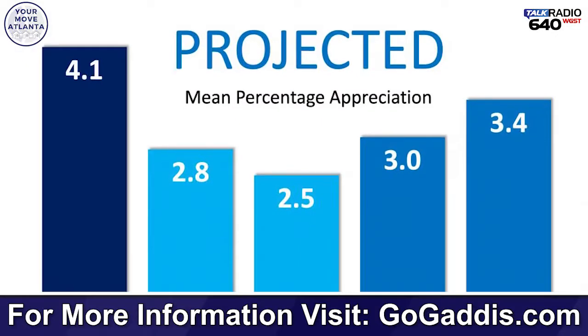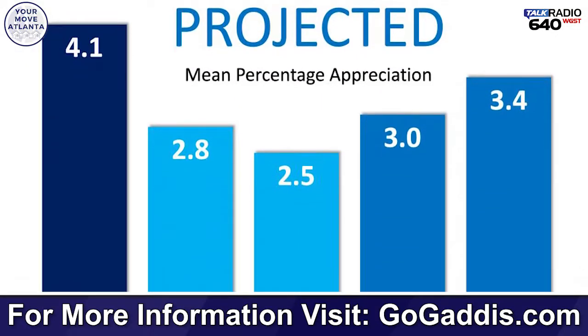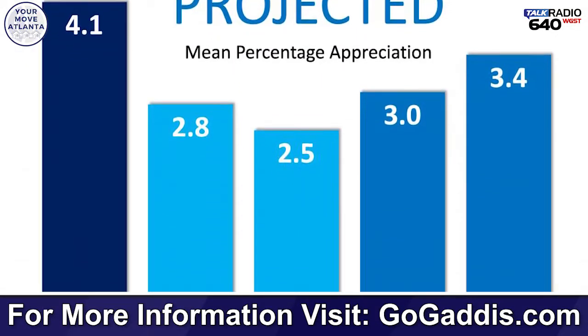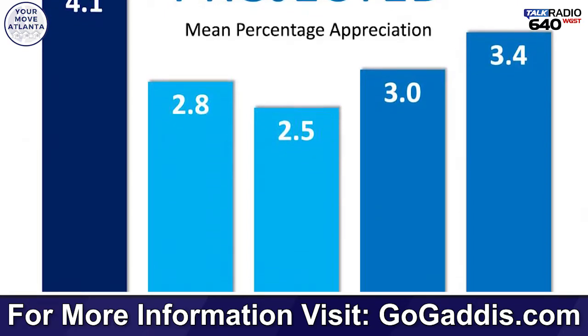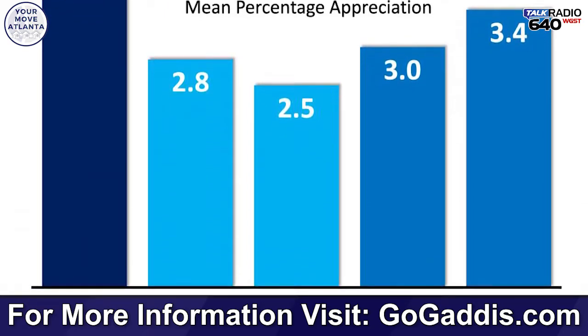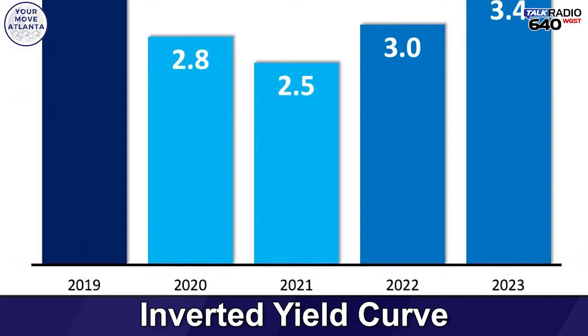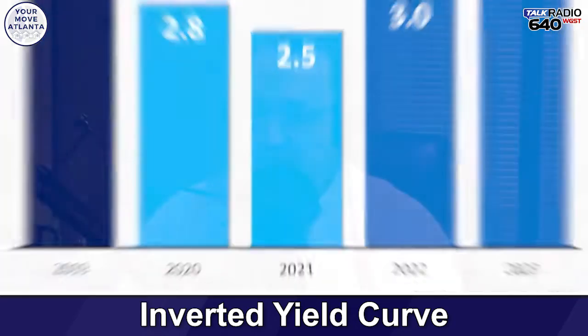Now, this is from a home price expectation survey. And the average of all the economists surveyed say house prices will go up 4.1% in 2019, 2.8% in 2020, 2.5% in 2021, 3% in 2022, and 3.4% in 2023.